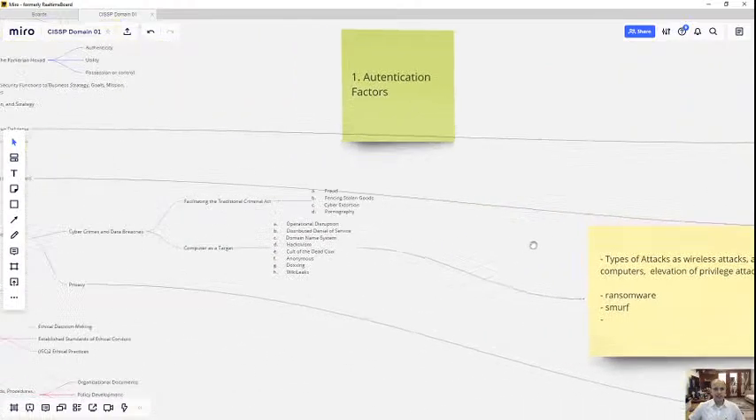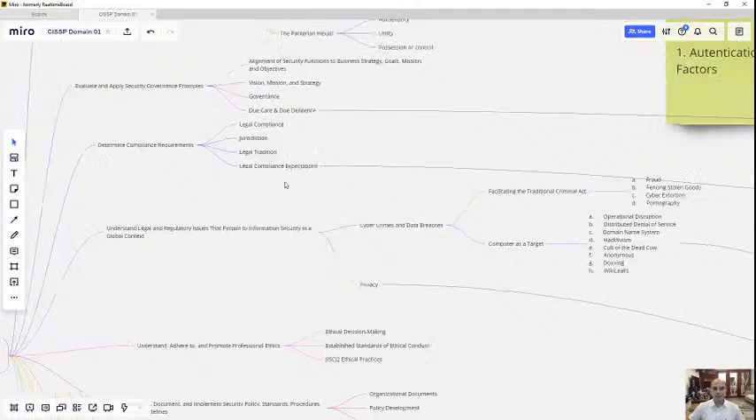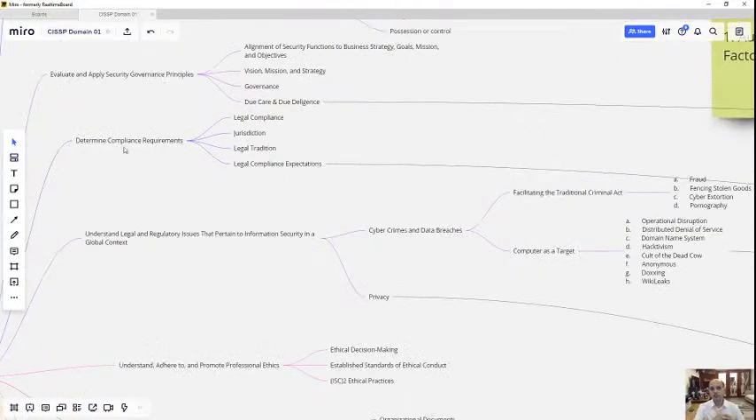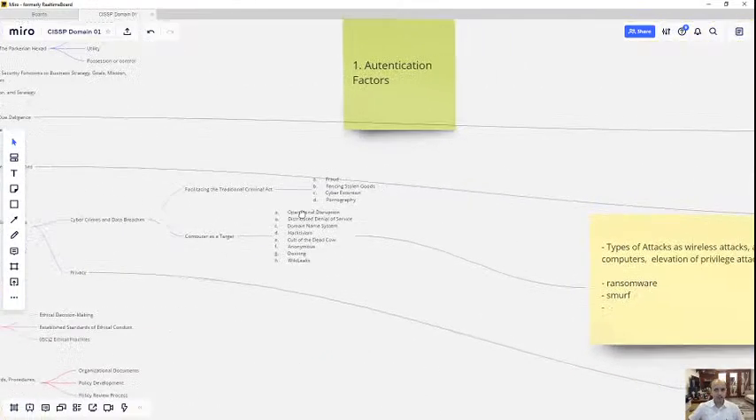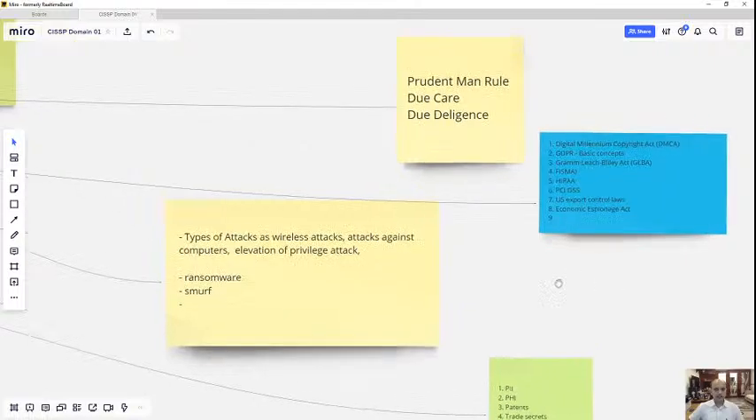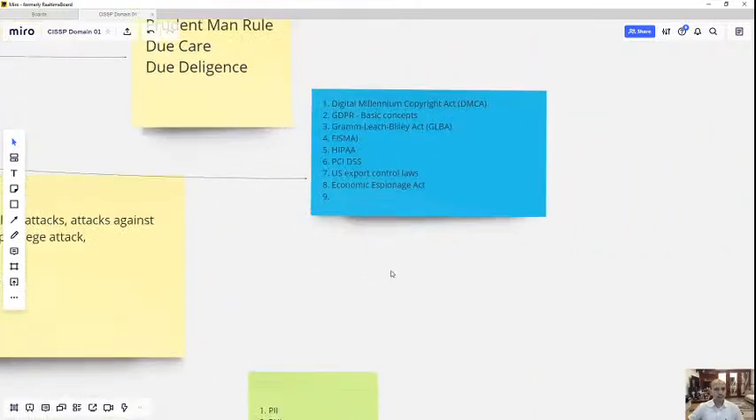Then further, I'm going to take the next one, legal compliance expectation. Whenever you are going to touch the topic of determine compliance requirement, then in that particular case, the subtopic or the takeaway is legal compliance expectation. You need to understand what the different expectations are, like in the case of DMCA, Digital Millennium Copyright Act, what exactly this law is and what exactly the expectations are, or where exactly it can be implemented.